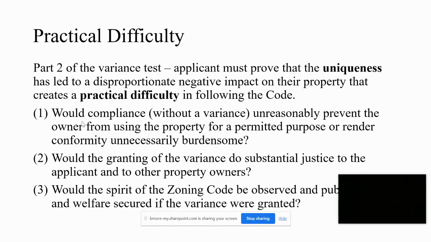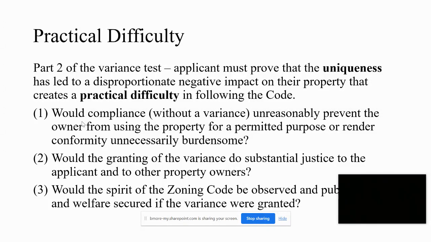Once we have the uniqueness proven, the applicant then has to prove that the uniqueness has led to a disproportionate negative impact on their property that creates a practical difficulty in following the code. So the uniqueness and the practical difficulty have to be tied together logically. For example, if we go back to the triangular lot, the uniqueness is the shape of the lot, and the practical difficulty is you can't build any kind of structure maybe on this property and also comply with the side yard and rear yard setbacks. So that's the practical difficulty.